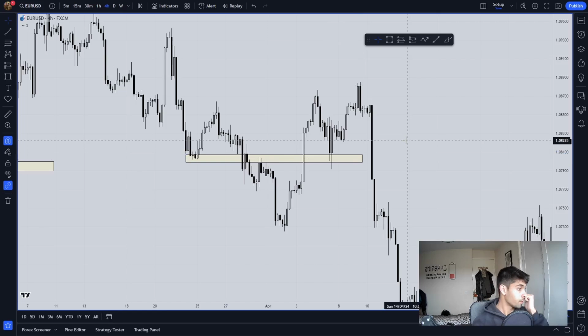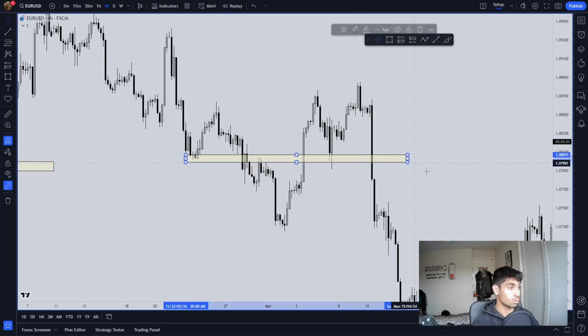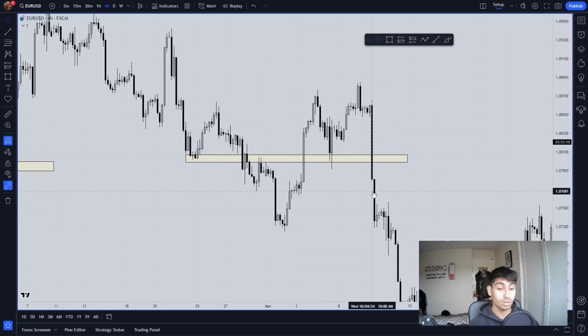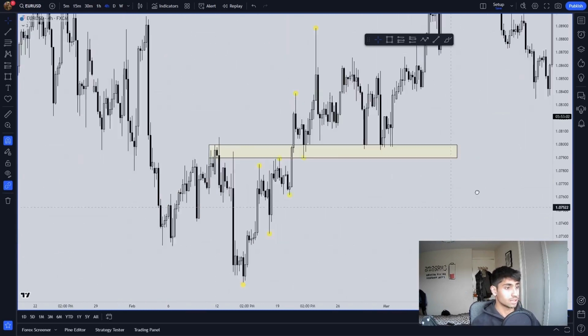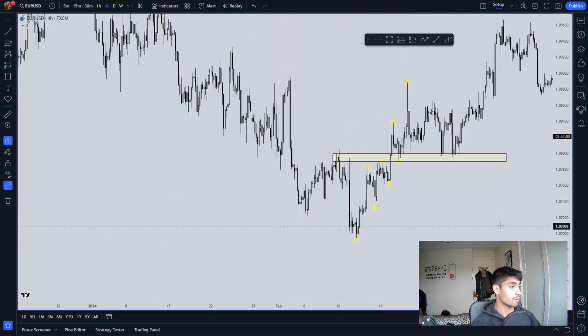So yeah, and again, doesn't always work. As you can see, blasts right through. That's the beauty of trading. Not everything is going to work 100% of the time. So that's how you identify support and resistance, right?